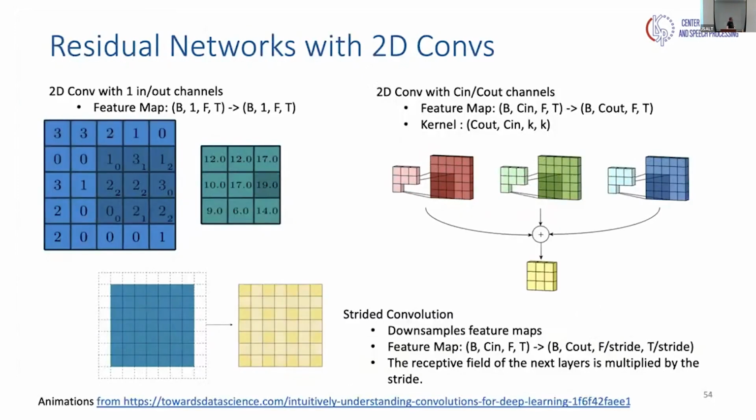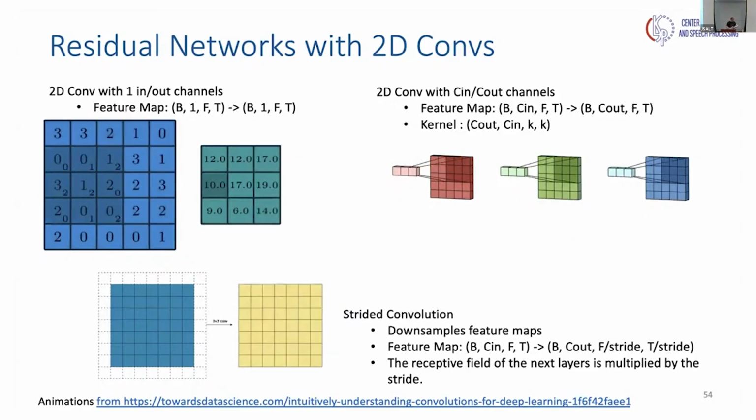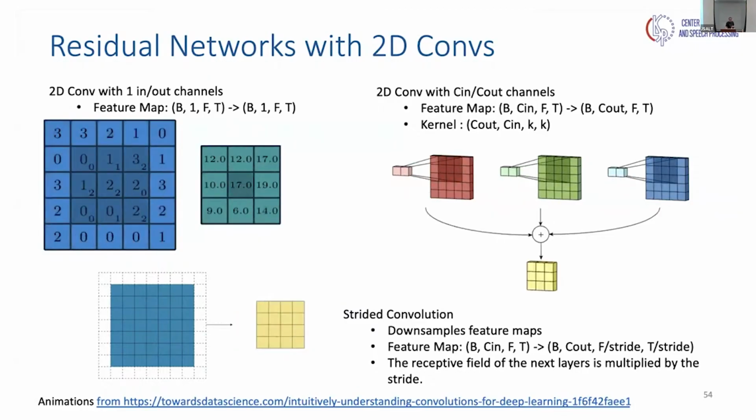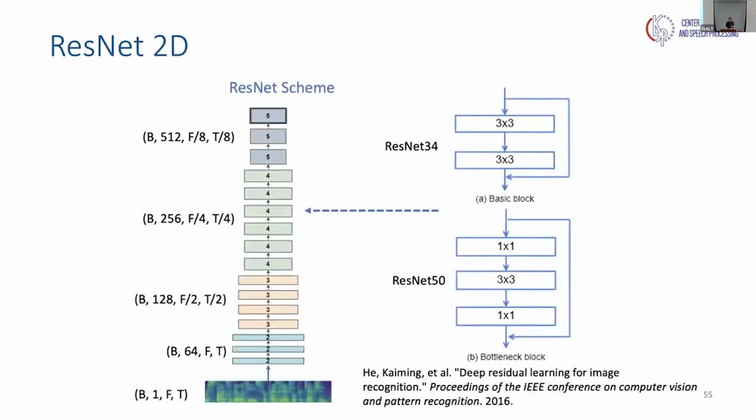Then we also have x-vector models that are based on two-dimensional convolutions. Does somebody need to know what a two-dimensional convolution is, or can we skip this one? Okay. So basically, you have models that are based on two-dimensional convolutions instead of one-dimensional convolutions, and with these models we can create very deep residual network models. A residual network has a scheme like that.